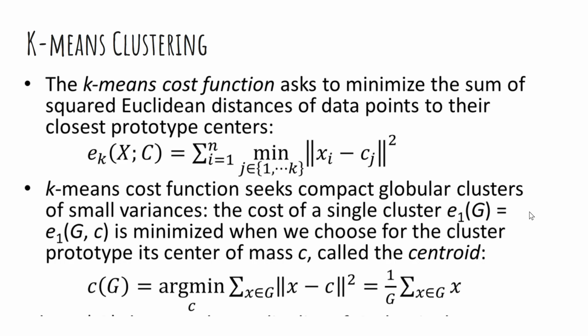K-means clustering. The cost function asks to minimize the sum of squared Euclidean distances of data points to their closest prototype center. The k-means cost function seeks compact global clusters of small variances. The cost of a single cluster is minimized when we choose for the cluster prototype its center of mass C, called the centroid.